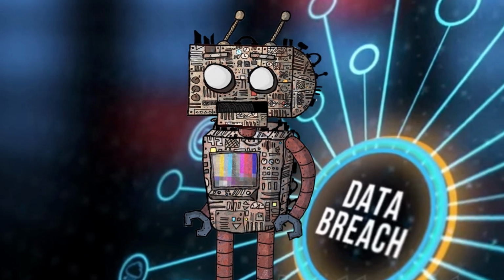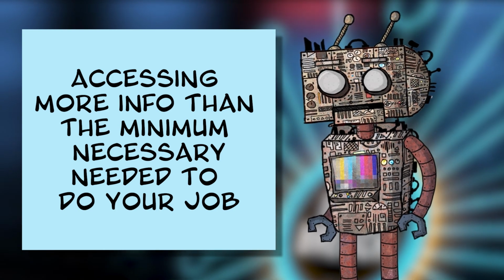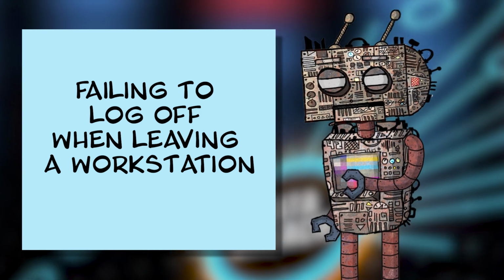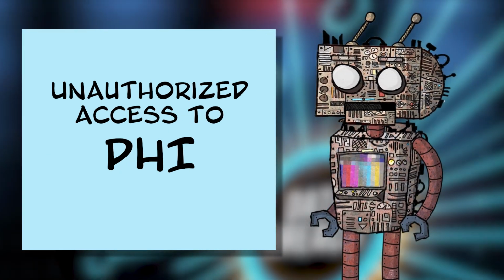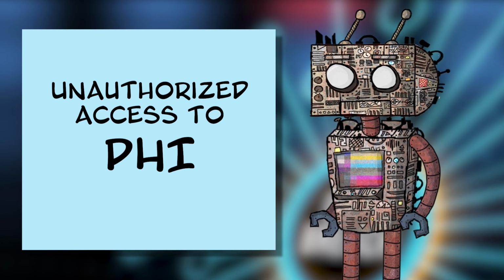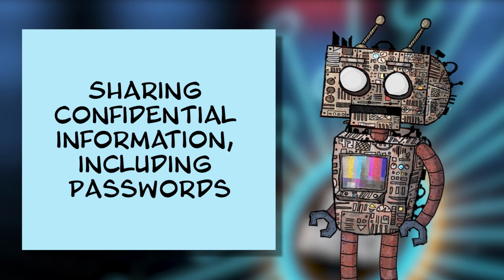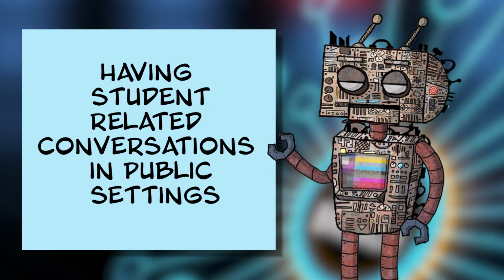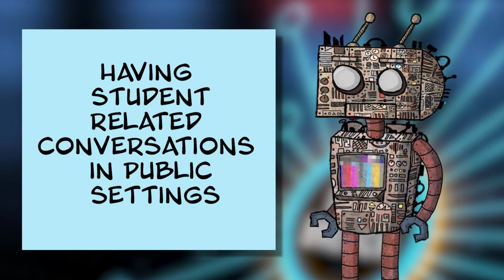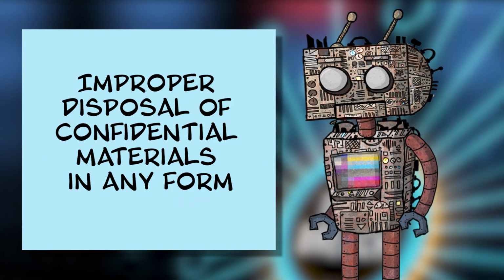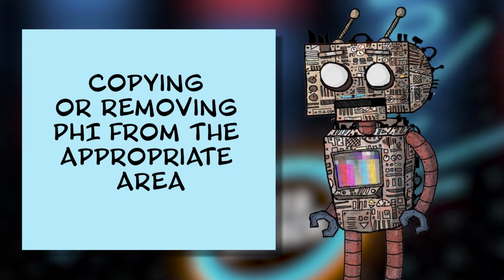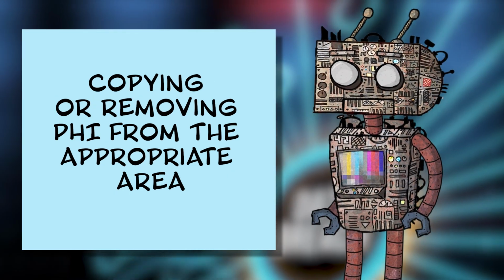A breach could result from many activities. Accessing more information about a student than the minimum necessary to do one's job. Failing to log off when leaving a workstation. Unauthorized access to PHI. Sharing confidential information, including passwords. Having student-related conversations in public settings. Improper disposal of confidential materials in any form. Copying or removing PHI from the appropriate area.